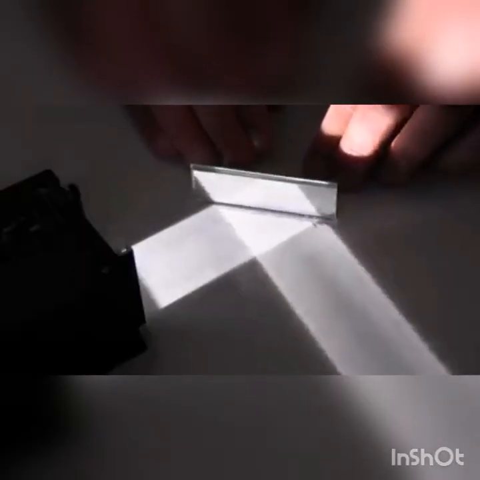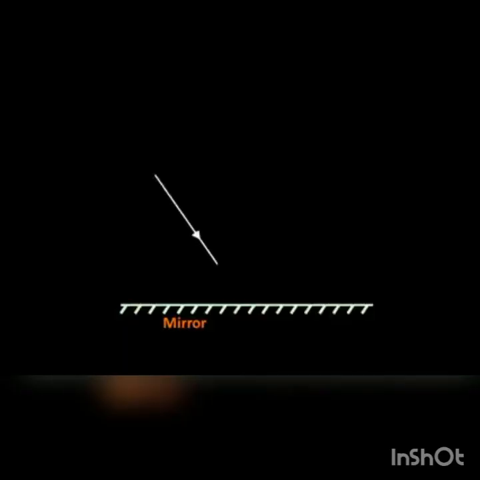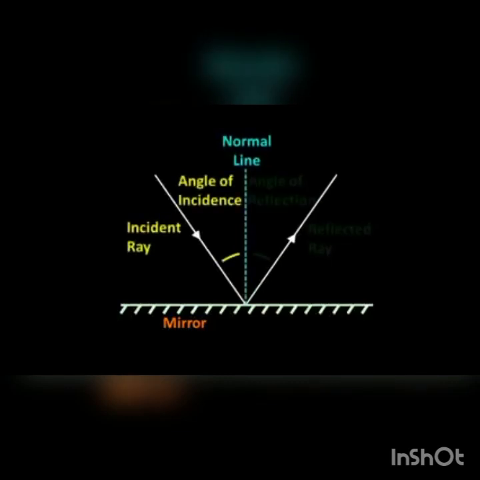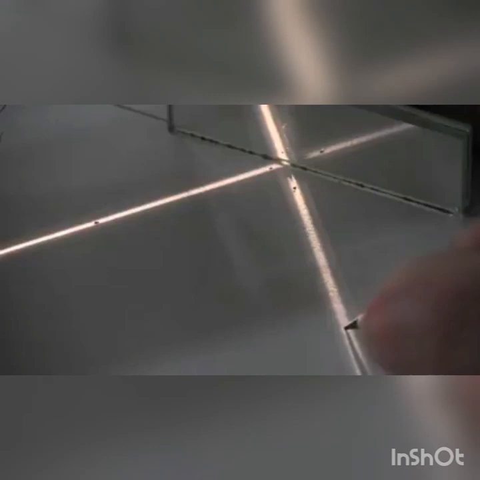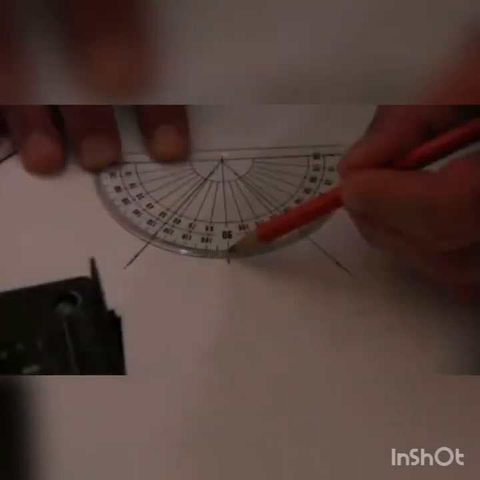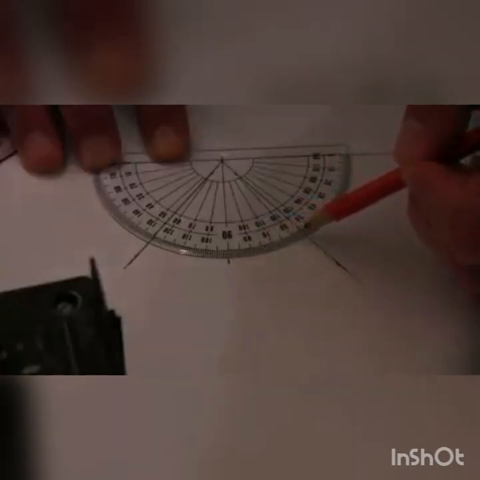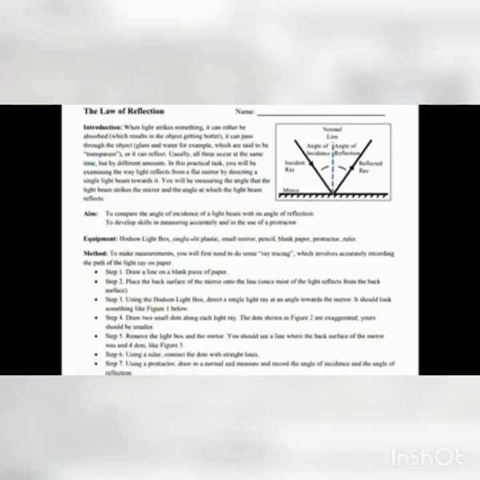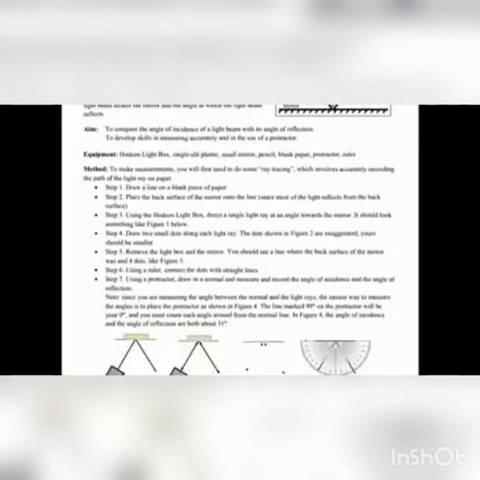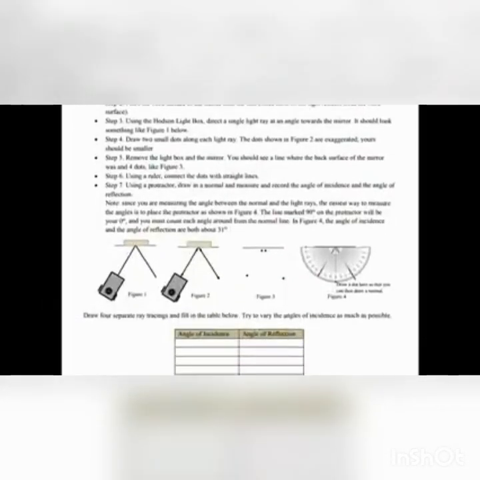The aim of this practical exercise is to find out how a light beam's angle of incidence compares with its angle of reflection. To do this, we need to accurately record the path of the light rays and then use a protractor to measure the angles. The instructions are all on the law of reflection prac sheet, but I'll show you what to do right now.